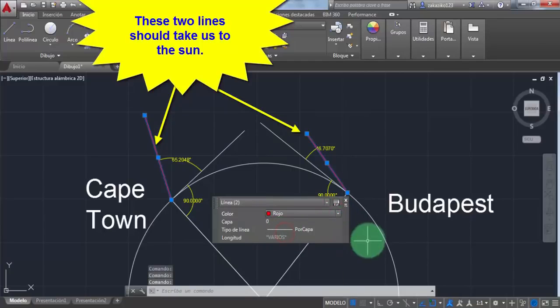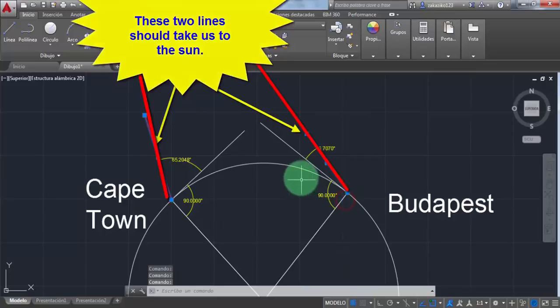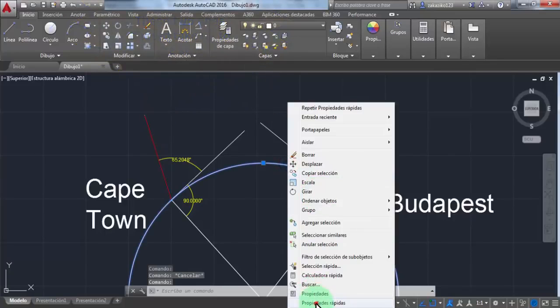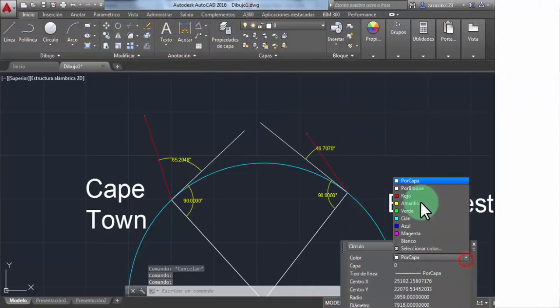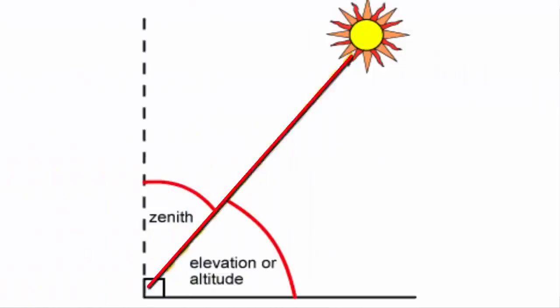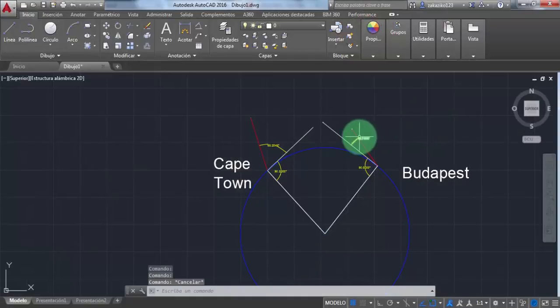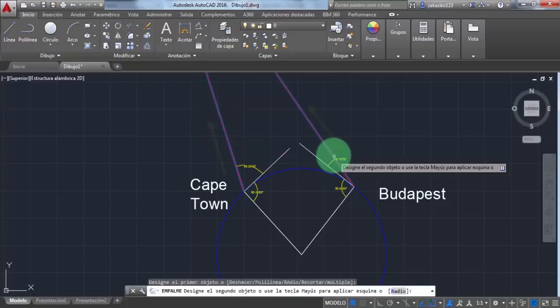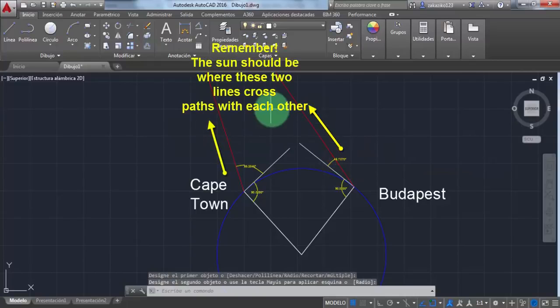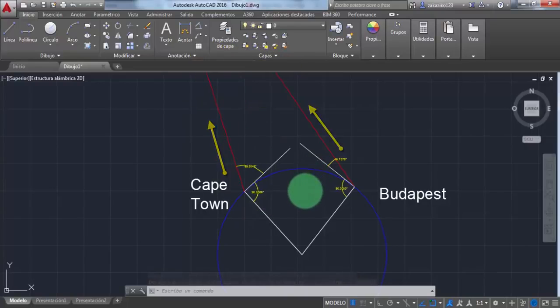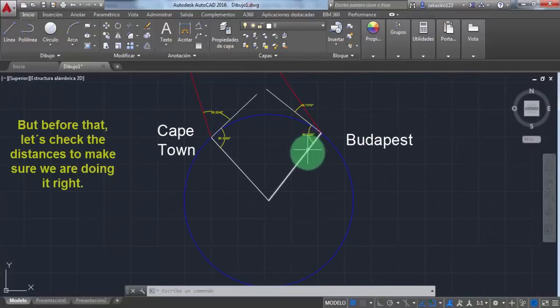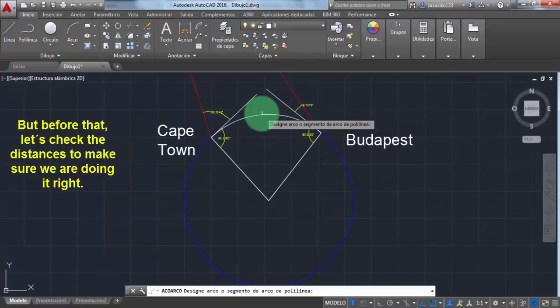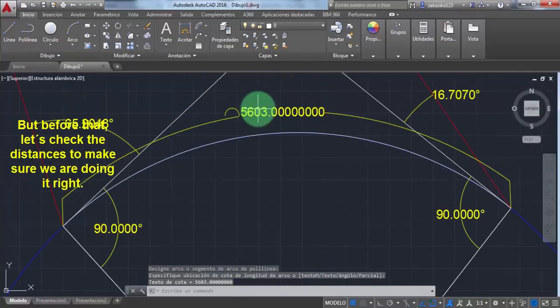And by the way, if we follow these lines, they should take us to the sun. Take a look at this image. Now let's go to AutoCAD to measure the distance. If you think that if we open these angles a little bit more, we will get to 93 million miles, then you are wrong. And I am about to prove that to you. But before that, let's check the distances to make sure we are doing it right.